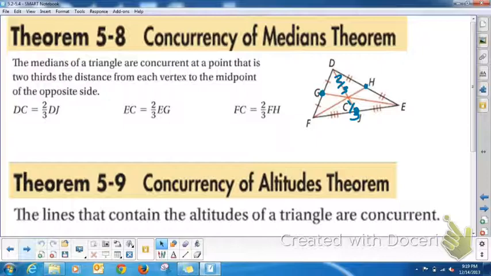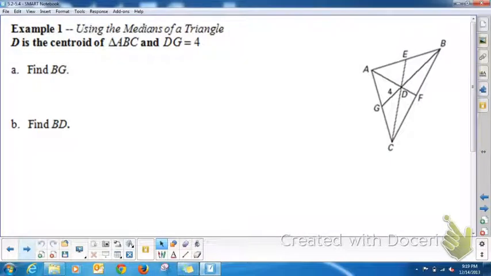Concurrency of altitudes theorem. The lines that contain the altitudes of a triangle are concurrent. That's the only theorem that you have. That's the only rule there is about altitudes. Altitude is just how tall a triangle is. It's the straight segment, so it's perpendicular. You've seen examples of this before. Let's try some of this.